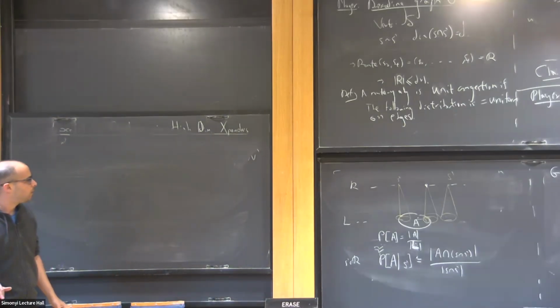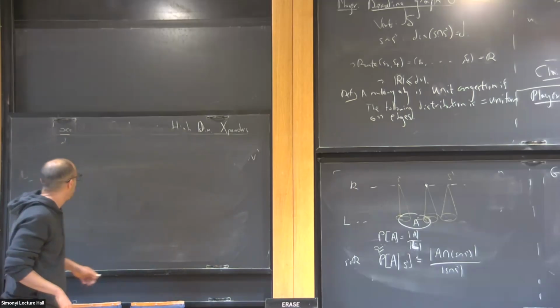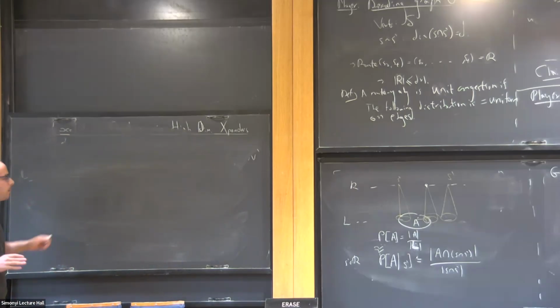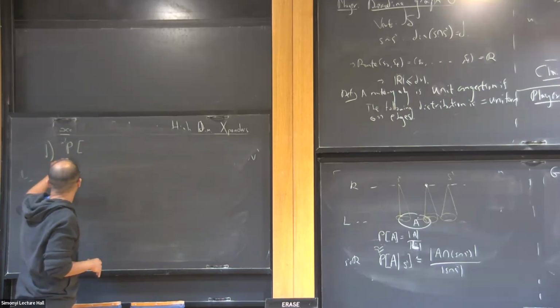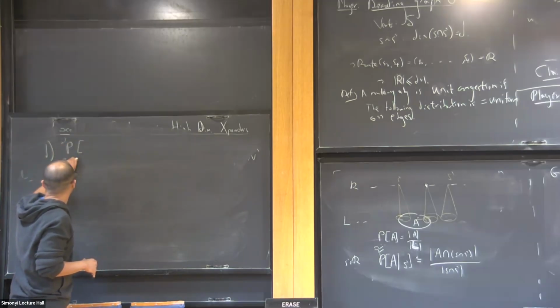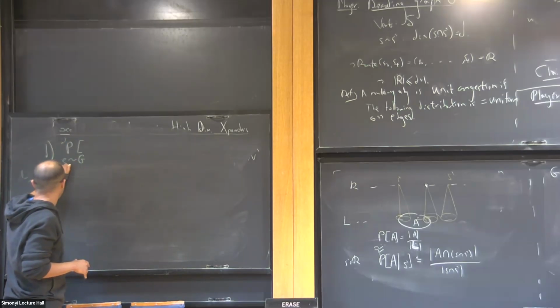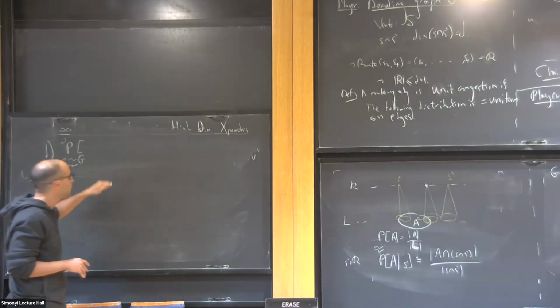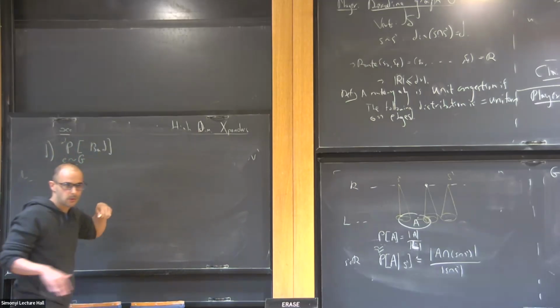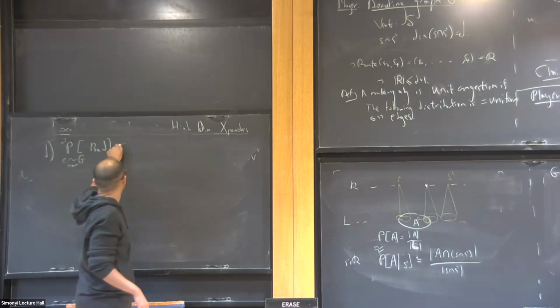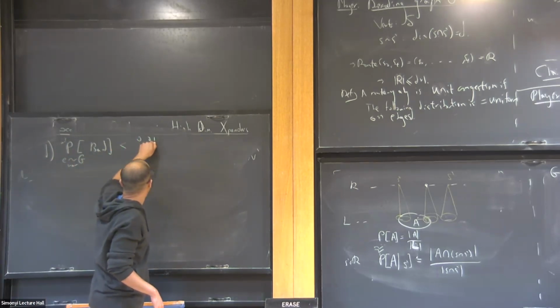Great. Where was I? Right. So, here's step one in the proof. The probability, just over edges in the decoding graph that are sampled uniformly at random, that an edge is bad is very small.